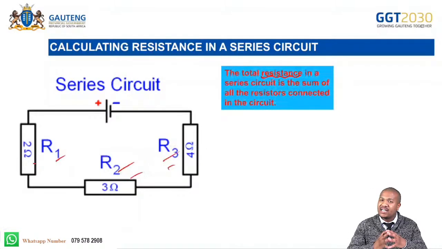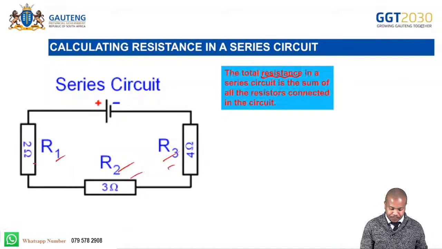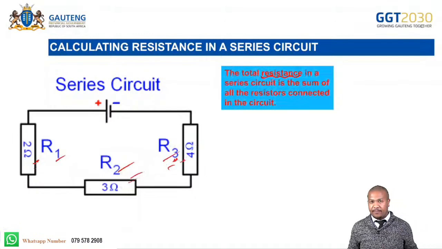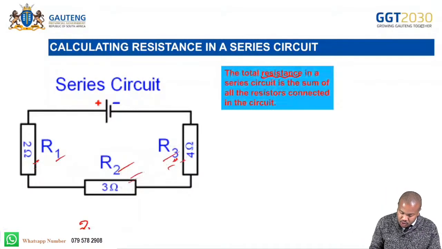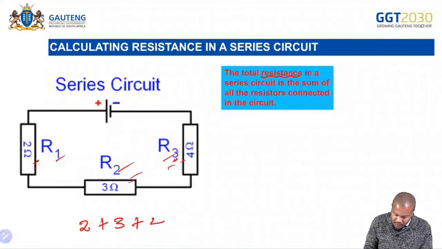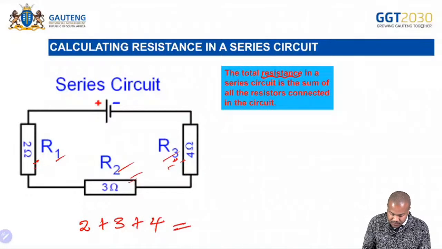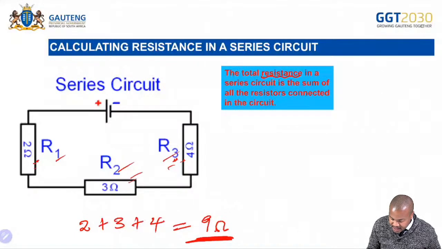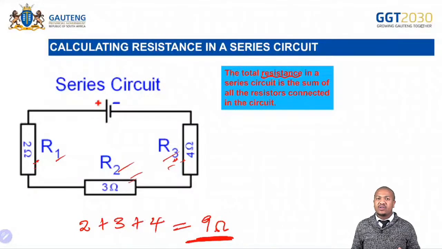But we're looking for the total resistance now. And how did I say we find the total resistance? We add all the resistors together, right? So we're going to do what? 2 ohms plus 3 ohms plus 4 ohms, right? They will give us what? 9 ohms in total, right? This is the total resistance in this circuit. The total resistance also is shared amongst the resistors in the circuit, in a series circuit.